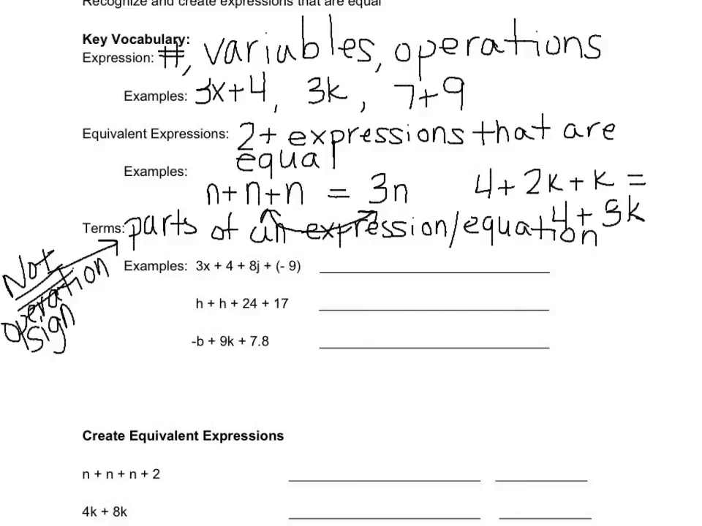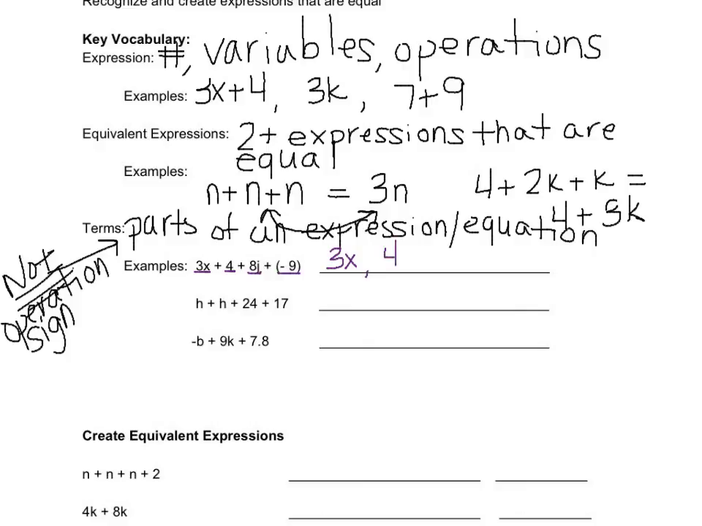So in our first example, going through that, we have 3x plus 4 plus 8j plus a negative 9. The first thing would be to look at what is not an operation sign. So that means that each one of those things that I underlined is a term. So on the line, we would make a list. One term is 3x. And because they're squished next to each other, you don't separate them out. That's one term.